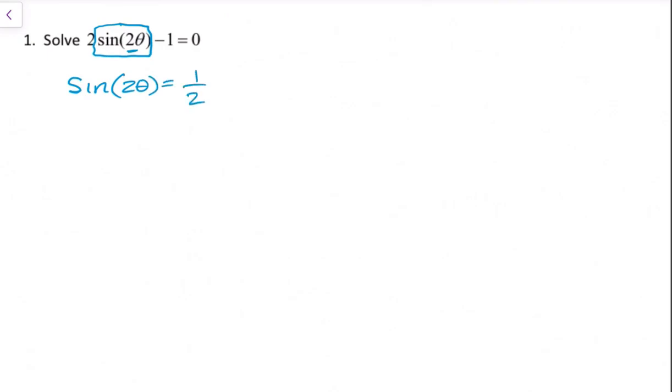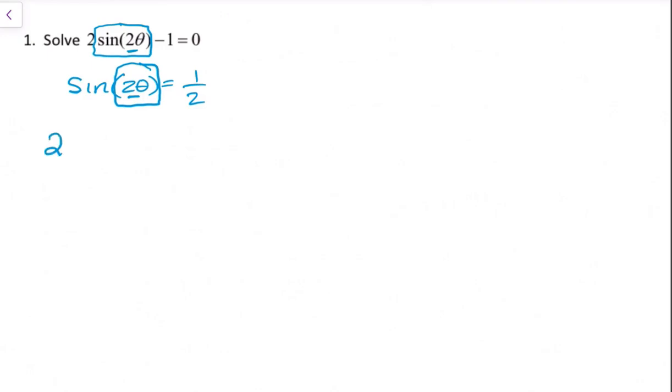equal to a half. Now, you can't do anything with that. I can't separate that. I can't divide by 2. The argument of my sine is 2 theta, and that's going to stay 2 theta. We're going to deal with that when we write out our general formula. So think about this as the sine of something is equal to a half. So what we want to do is identify what that something is.